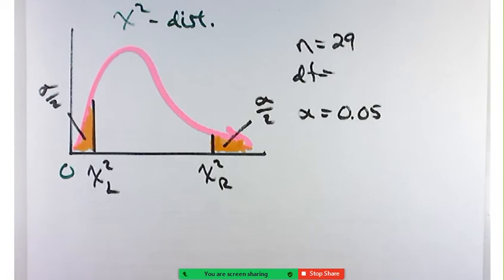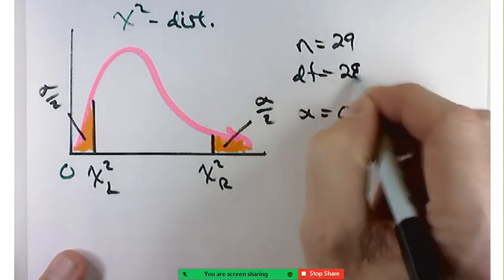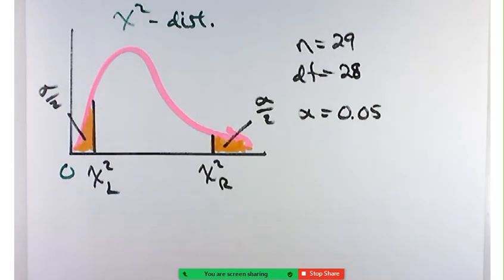Now, if I have n is 29, how many degrees of freedom am I going to have? Is it n minus 1? Yep. Just like the t-distribution, n minus 1, so it'd be 28 degrees of freedom.